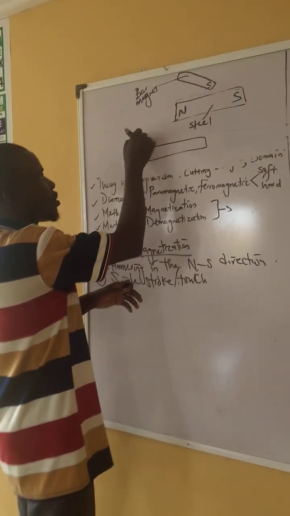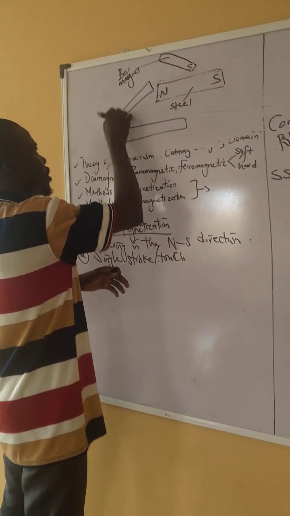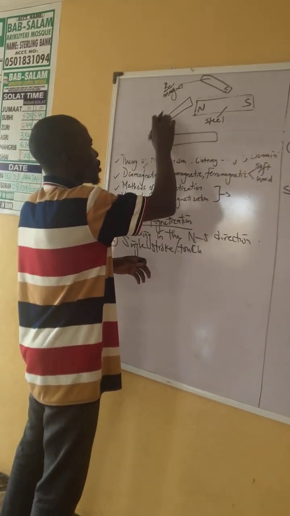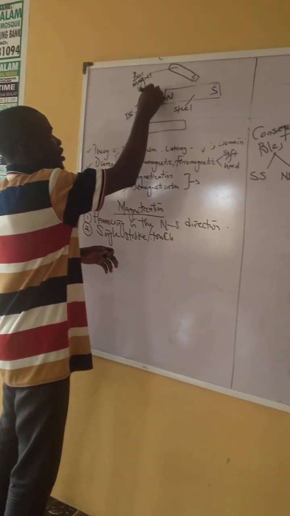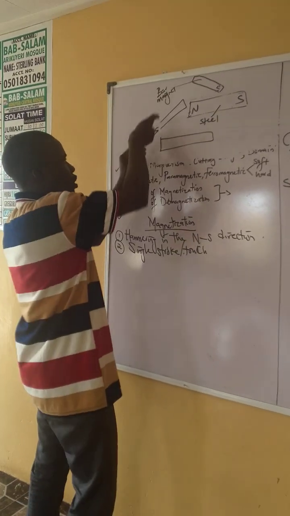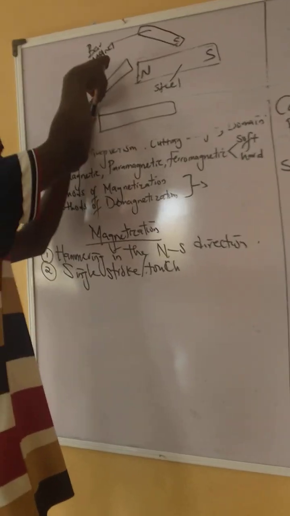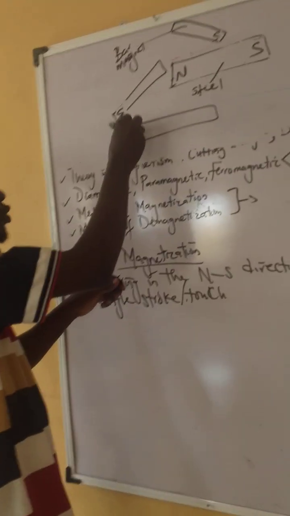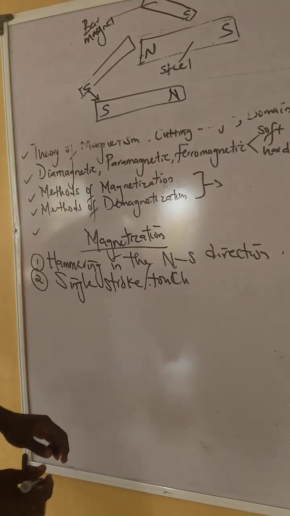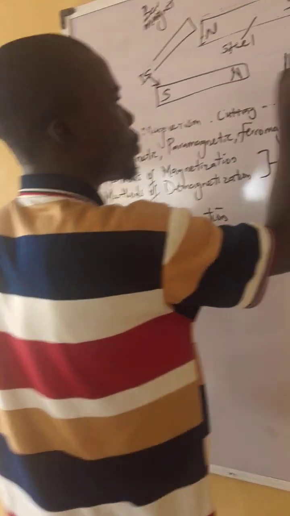If I have another steel now, and I have this bar magnet, let's say this place is north and this place is south. I will be stroking it like this. I'm starting from here. Automatically, this place will be south, and this place will be north.